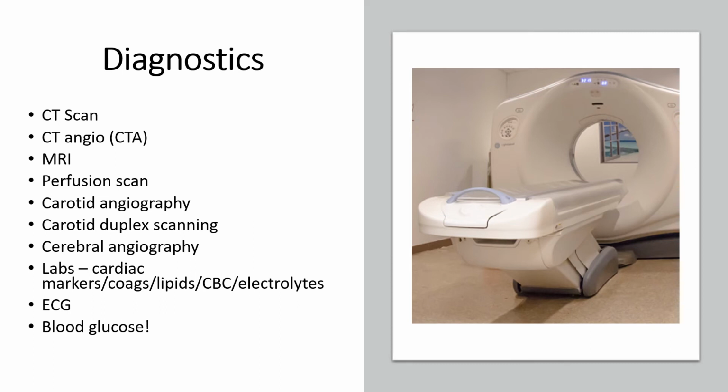Labs, so cardiac markers, troponins, coags are important. What are their lipid levels, CBC, and electrolytes? Getting an ECG is really important, and blood glucose is so important. And why is that? If the patient is having signs and symptoms of a stroke, we really want to get that blood glucose right away, because hypoglycemia can actually mask symptoms of a stroke. It can show the same exact symptoms of a stroke. So we really want to rule out whether or not the patient is hypoglycemic.